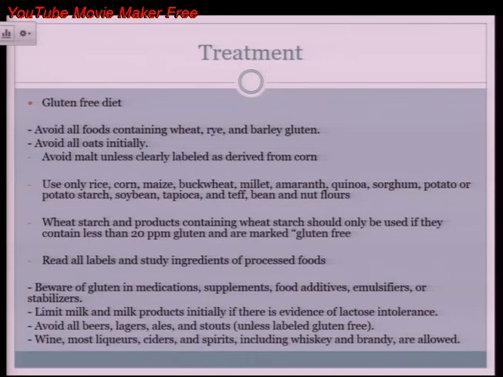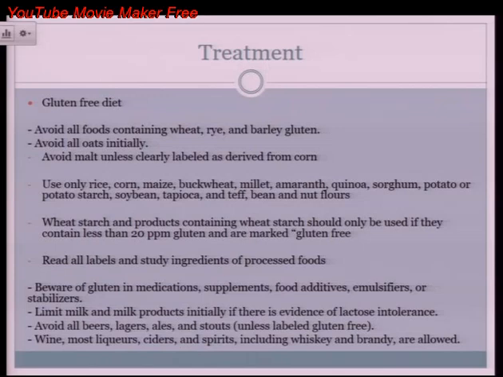So basically you have to teach these patients to read all the labels properly. And there are a lot of hidden sources of gluten. You have to be aware of gluten in medications, supplements, food additives, emulsifiers, stabilizers. Initially, patients with untreated celiac disease also have lactose intolerance, but once the mucosa recovers, they can start consuming milk products.